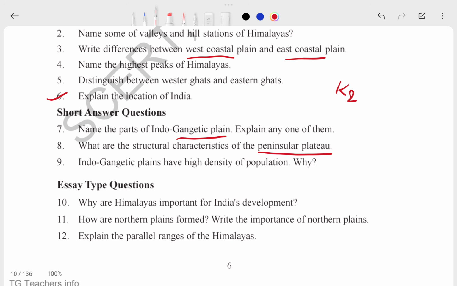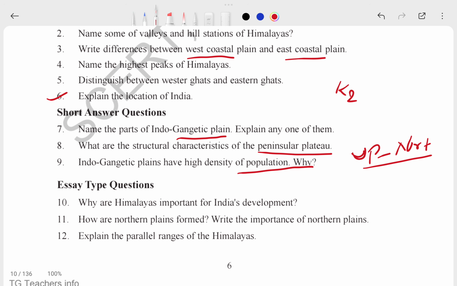Indo-Gangetic plains have a higher density of population. Why? Actually, the area situated in the Ganga plain, along the Ganga river in North India, like UP, is a very populated state of India. Okay, it is UP in the north.